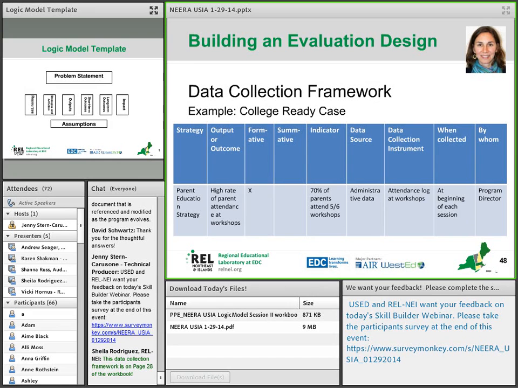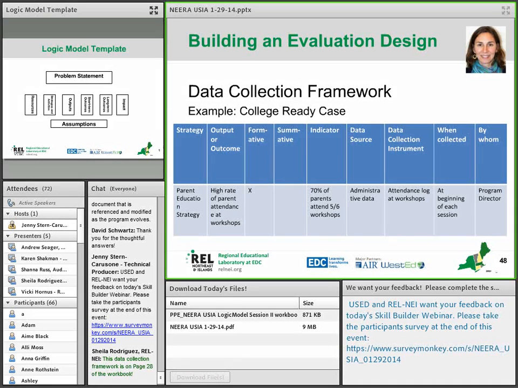We talked quite a bit earlier about formative and summative types of indicators. A formative related objective would be the high attendance at the workshops. Specifically the indicator, so we're moving out of the logic model now and into the indicator and then into the data sources. The indicator would be 70% of parents attend 5 out of the 6 workshops. So that's just an example of what our target would be, our measure of success.